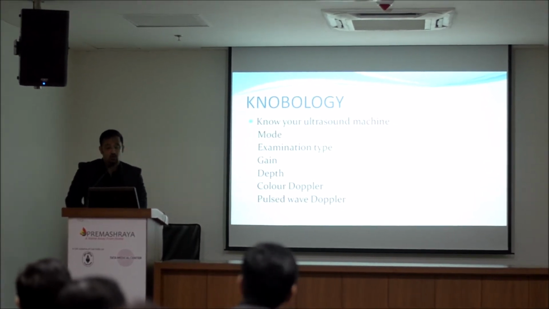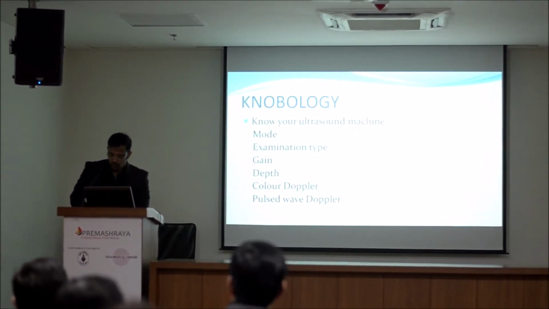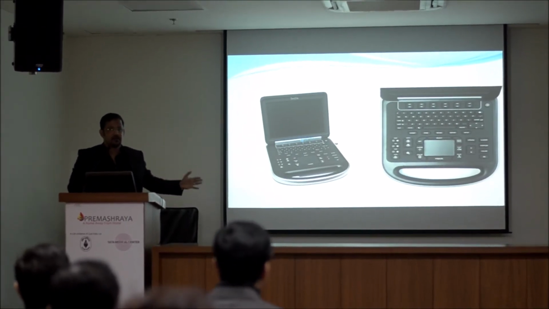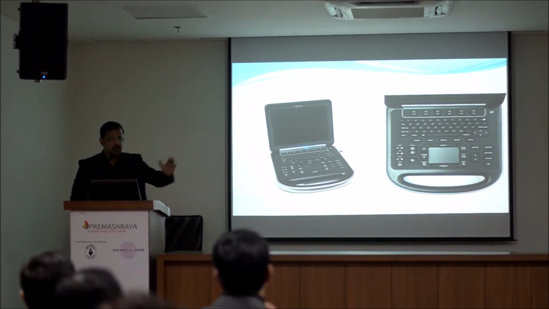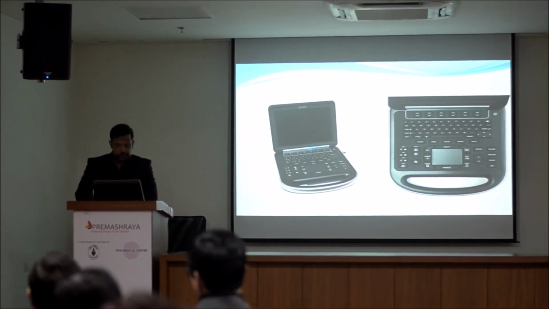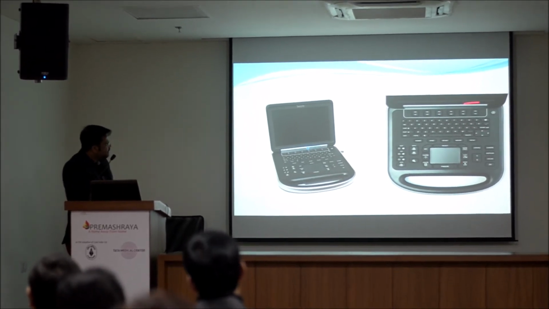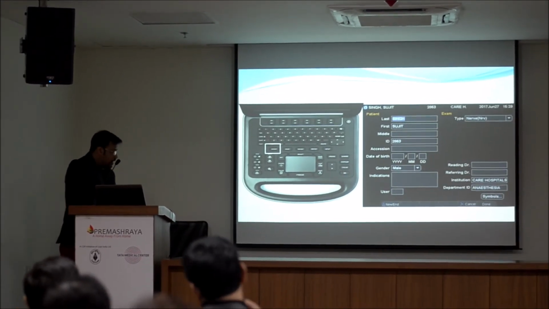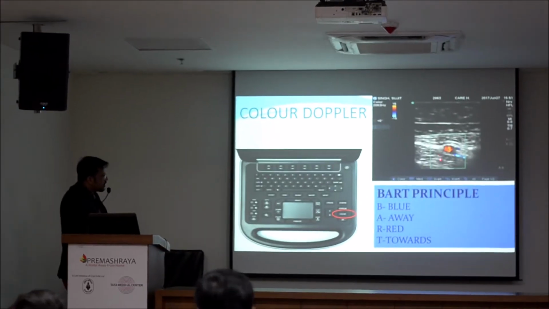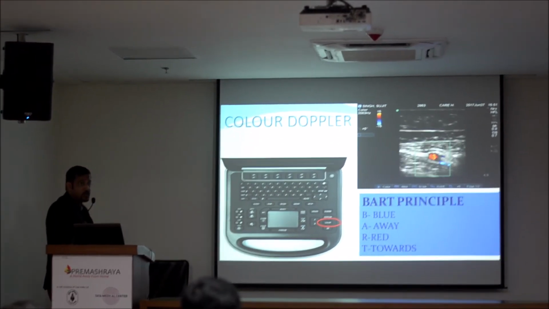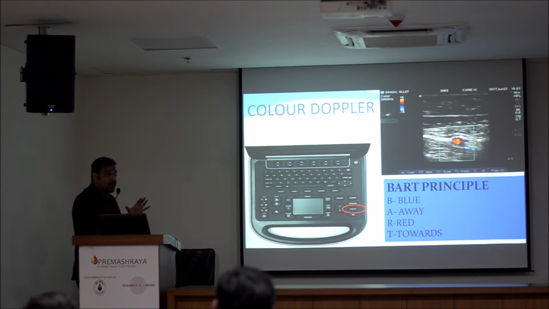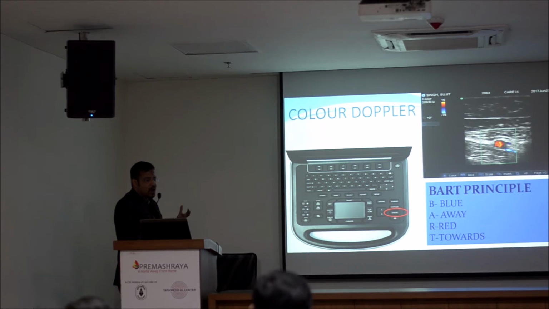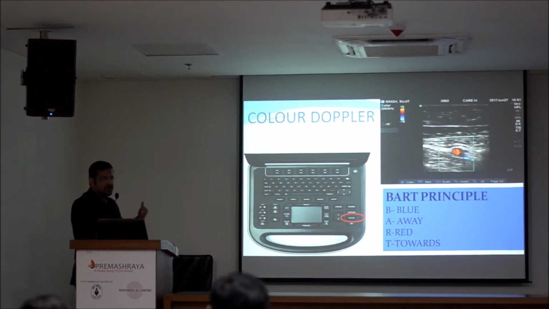Now coming to knobology, this is required because obviously if you don't know how to drive the car, you can't go to your destination. So this is the basic monitor which you will be seeing in the workshops. This is the place where everything is controlled, and this is the monitor. You can enter the patient data. For an anechoic structure, you want to clear whether it is a vessel or not. That is the only thing you can clear. It will not tell you whether it's an artery or a vein. You can know the vein or artery only by putting pressure with the transducer.